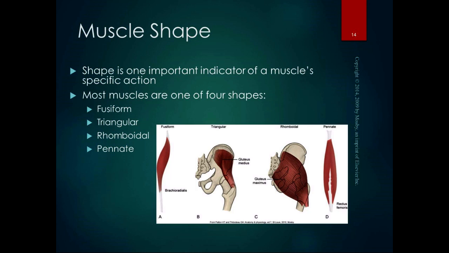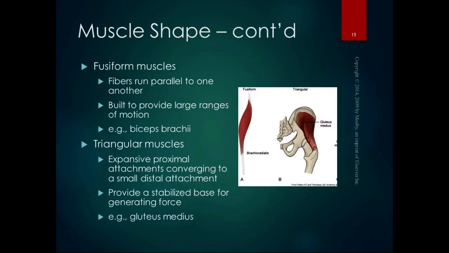Just brainstorm what muscles are fusiform, what are triangular, which ones are rhomboidal, and which ones are pennate. So the muscle shapes are defined by their types of attachments and the direction of the muscle fibers. Fusiform muscles, the fibers run parallel to one another. They're built to provide large ranges of motion. That's our classic biceps brachii. It's fat in the middle and pointy on the ends, if you want to think of it that way. So they're large range of motion. We're going to contract and we're going to move stuff.